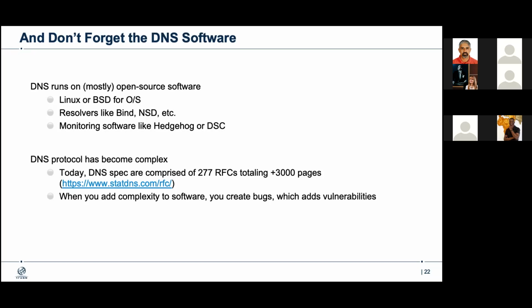Then another thing that makes the DNS pretty difficult to defend and secure is that it is a very complex protocol. The DNS was first standardized in 1987 in two documents, RFC 1034 and RFC 1035. But since 1987, there have been 275 more standards, totaling over 3,000 pages, that add functionality to the DNS, including security functionality. Because of this, the DNS has evolved to be a very complex piece of software, and it's very prone to having bugs and other vulnerabilities.